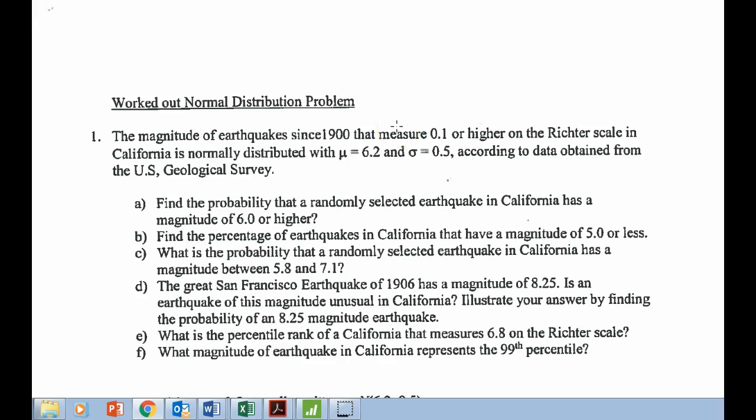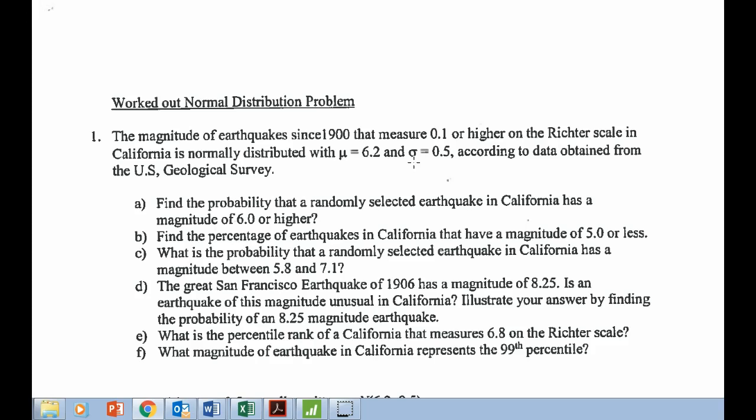Okay, in this video I'm going to work out a normal distribution problem which is similar, I think, to number 8 on assignment number 2. In this problem we are told the magnitude of earthquakes since 1900 that measure 0.1 or higher on a Richter scale in California has a normal distribution. The mean of that population of earthquakes is 6.2 with a standard deviation of 0.5.